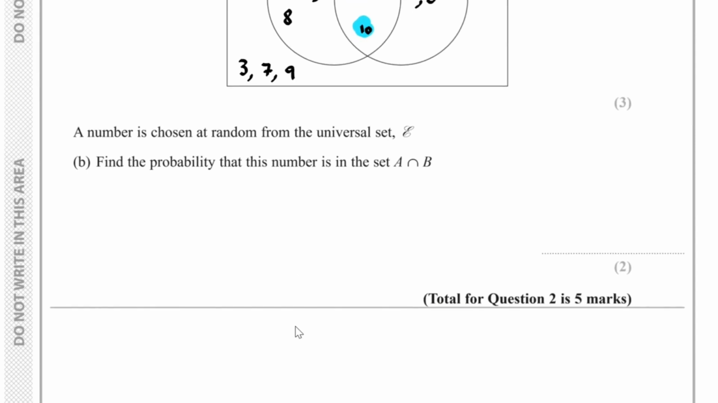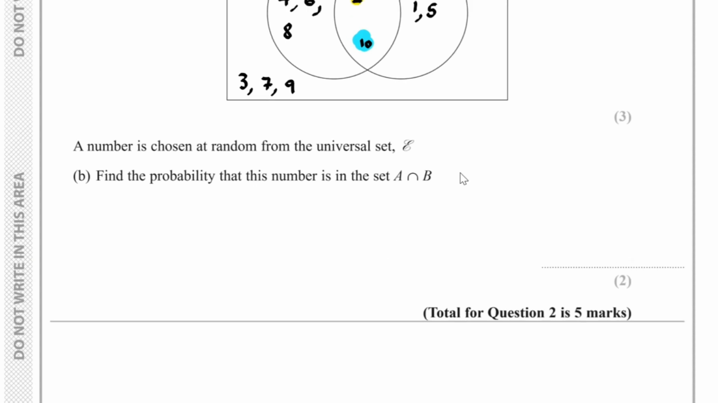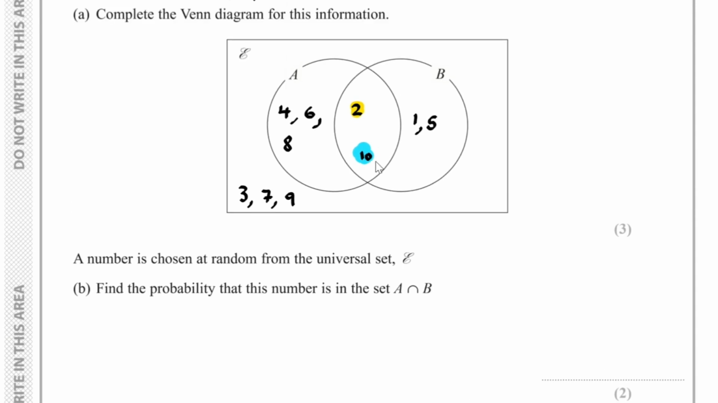Now for part B of the question, a number is chosen at random from the universal set. We have to find the probability that this number is in the set A and B. Now, out of the 10 numbers, how many of them are in A and B? Well, that's 2 of them. And so it turns out here, we get 1/5 as the required probability.